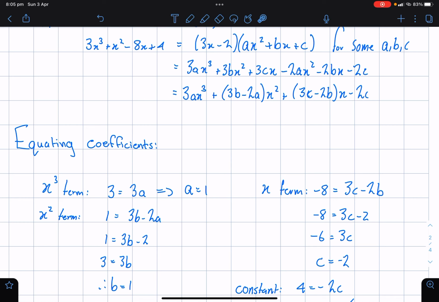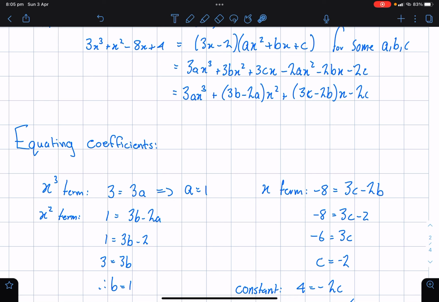Do that same process with the x term. So on the left-hand side, the coefficient of x is negative 8. On the right-hand side, it's 3c take 2b. We know b is equal to 1. We just found that out. So again, substitute that in. Add 2 to both sides. Divide by 3 on both sides, and you find that c is equal to negative 2.